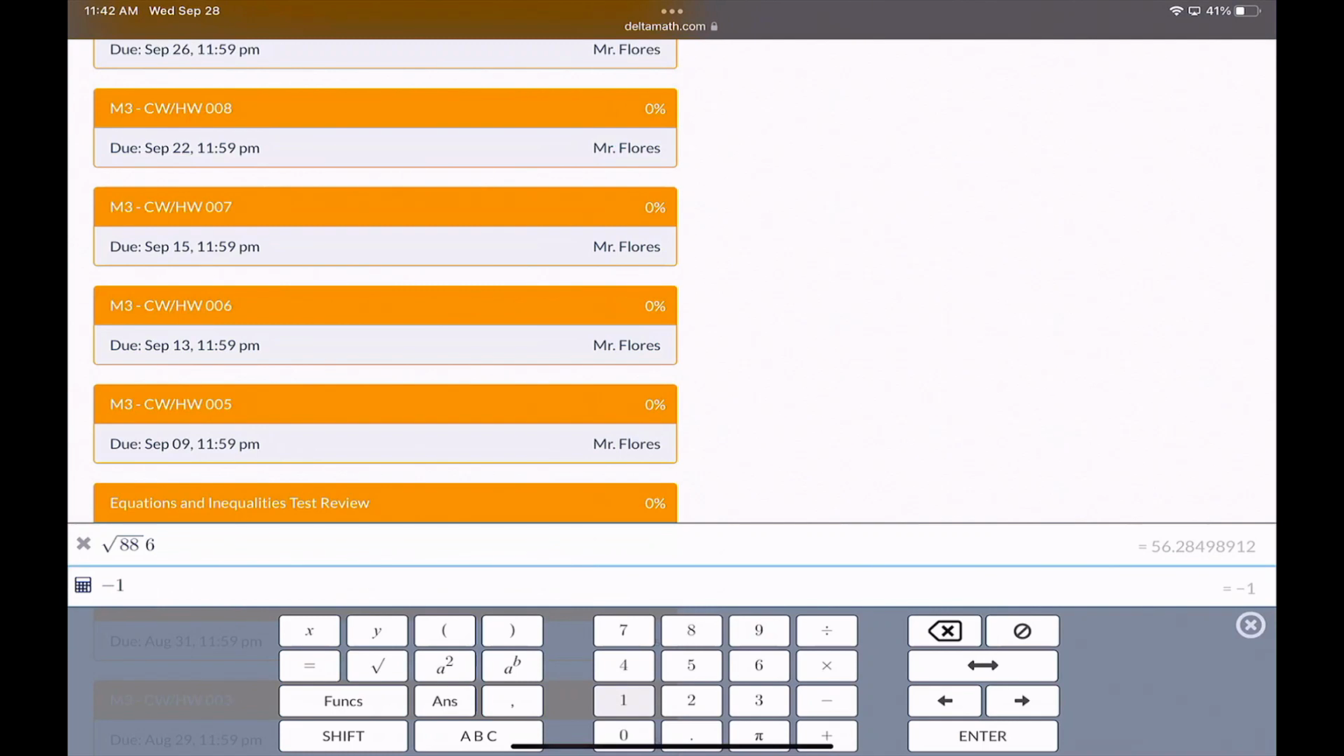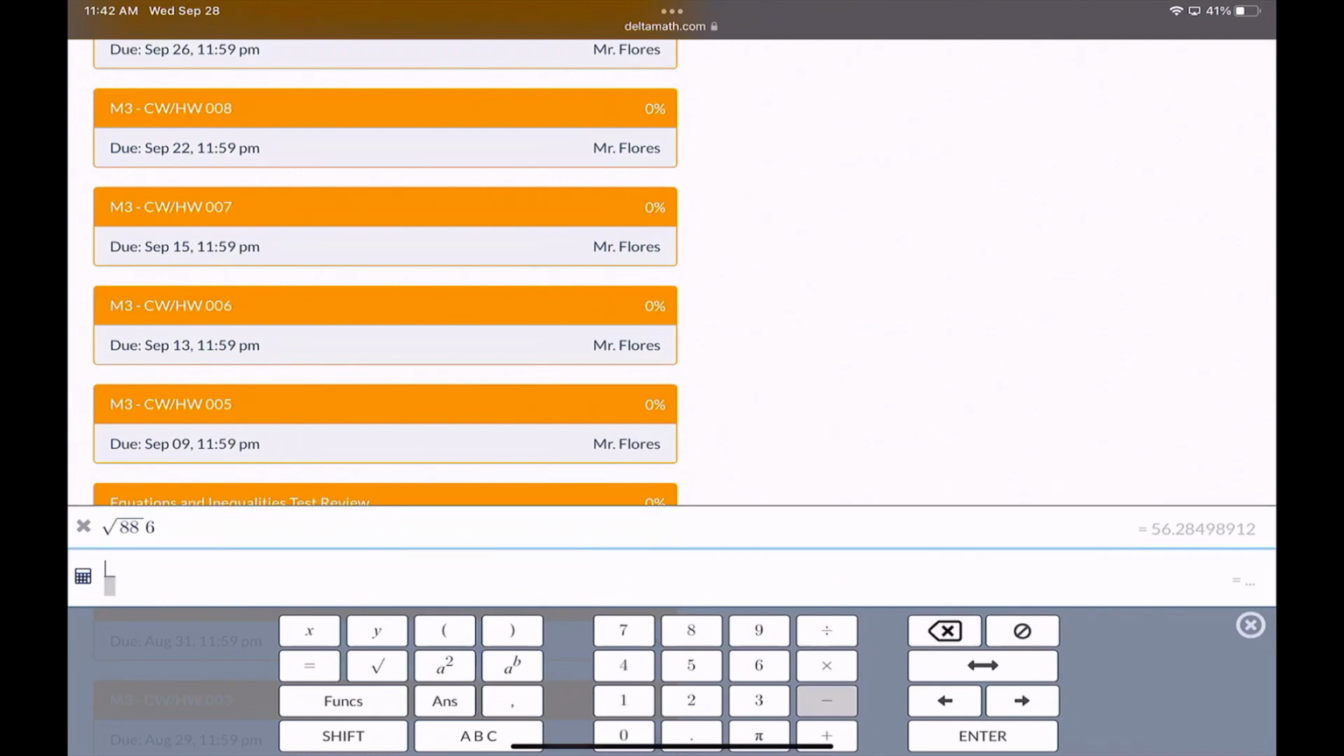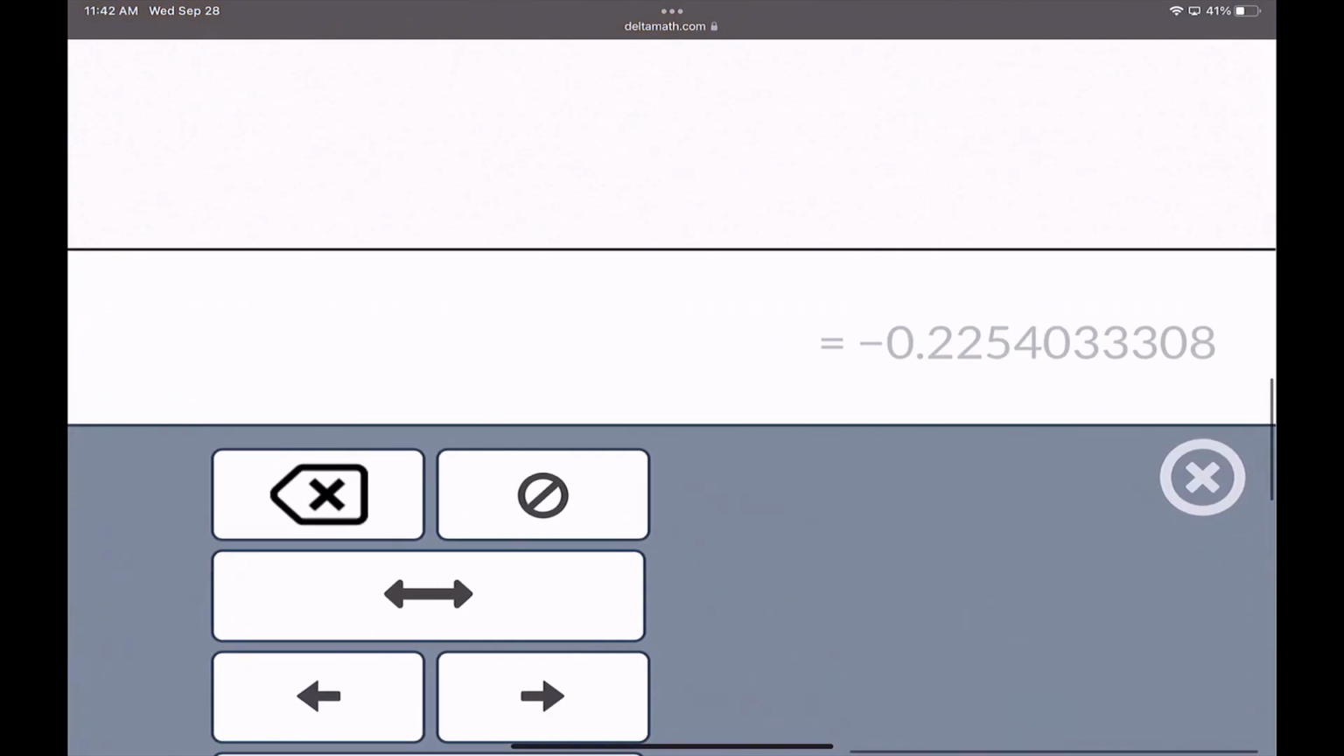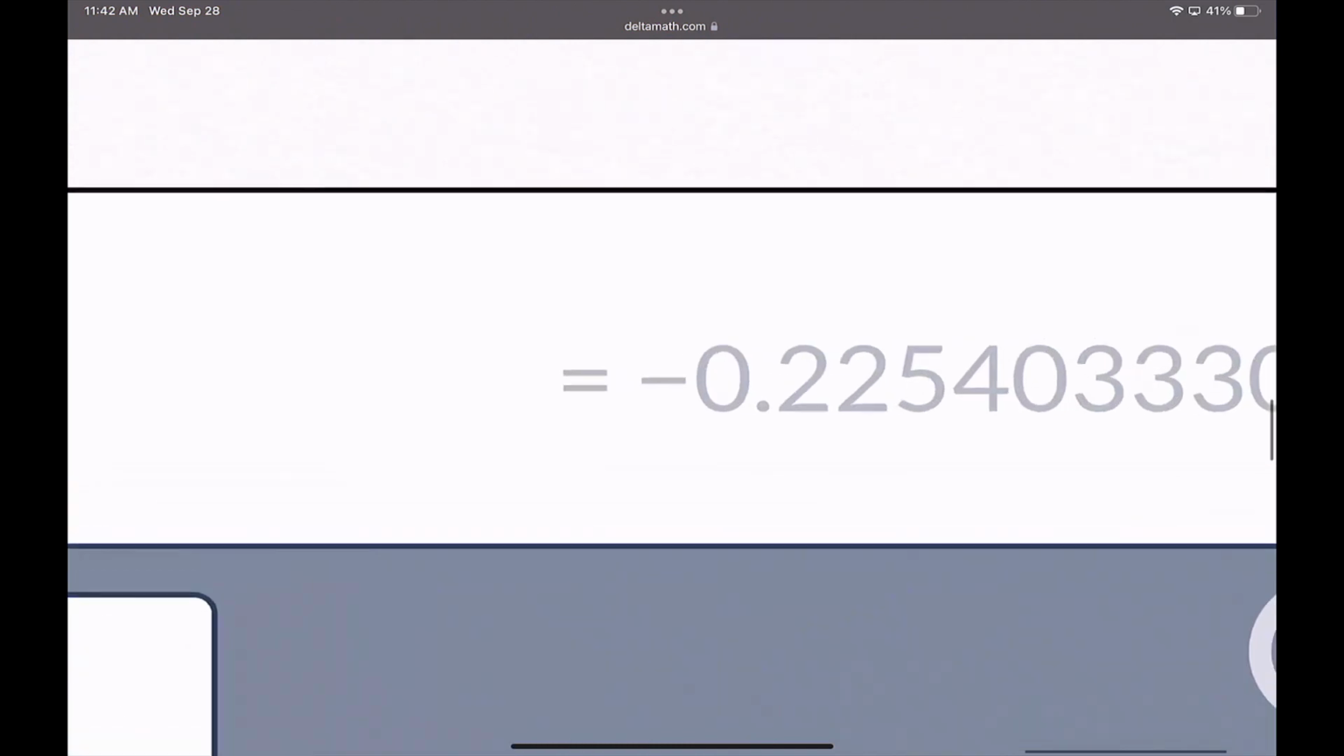Let me do division first. Negative 10 plus the square root of 60, divided by 10. I get that number: negative 0.2254, and so on and so forth.